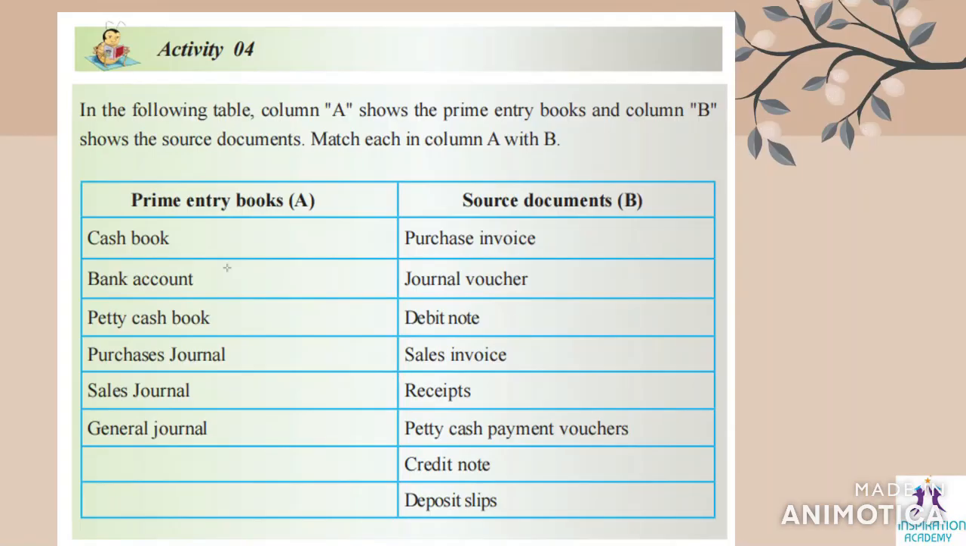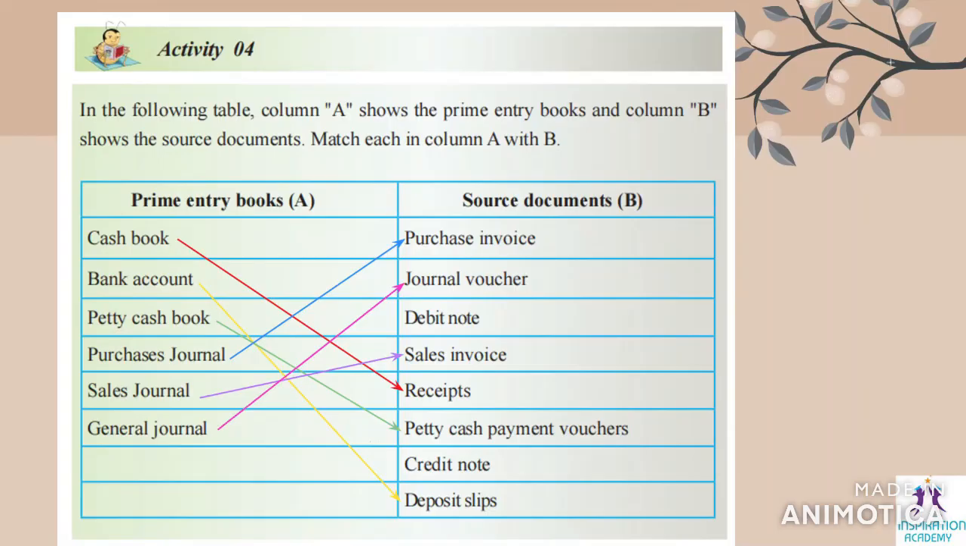Cash book: we record receipts. Then bank account: deposit slip. Then we have the petty cash book. In the petty cash book, we need the source document, petty cash payment vouchers. Then next one, purchases journal: we need the purchase invoice. Then sales journal: we need the sales invoice. Then general journal: we need the journal voucher. See what is remaining.